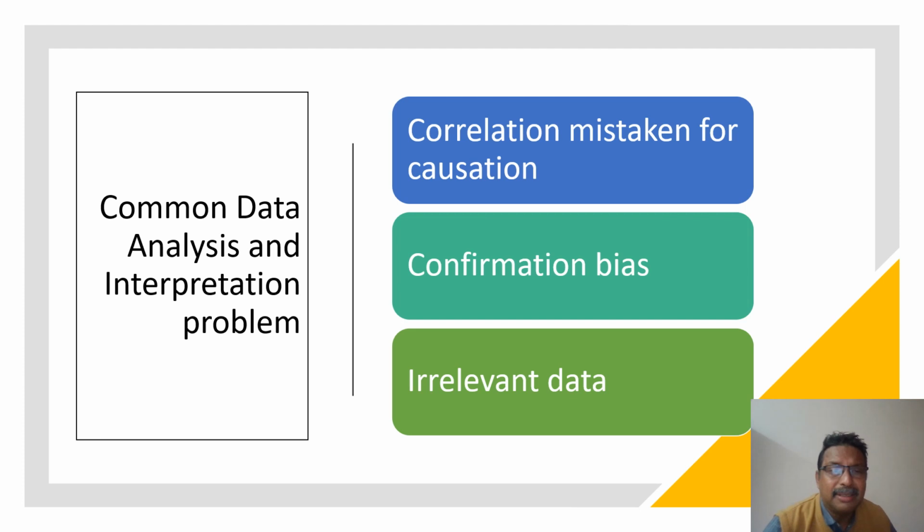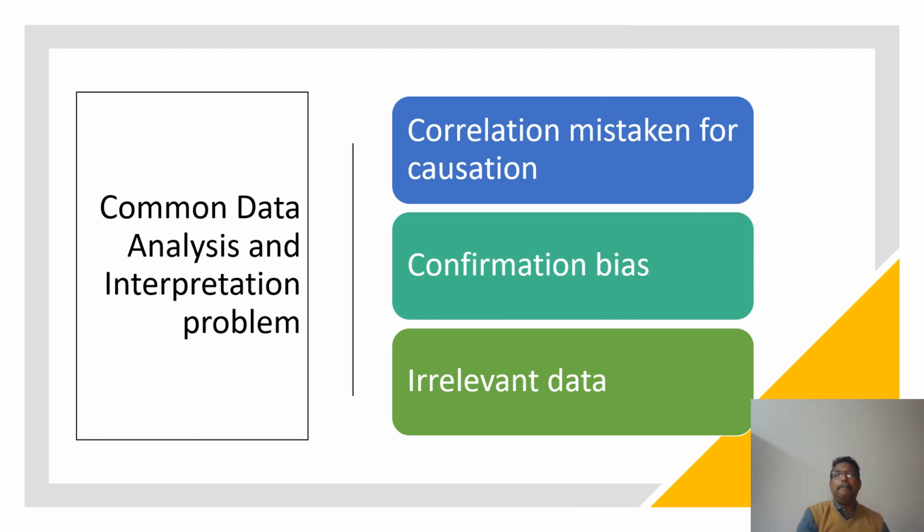So, common analysis and the problems of interpretation. First, correlation mistaken for causation. Umbrella and rain: there is a correlation, but it does not mean that because I take an umbrella, there will be rain, or because there's rain, I might have to take an umbrella. There is no causation.